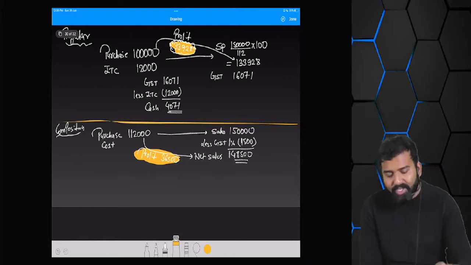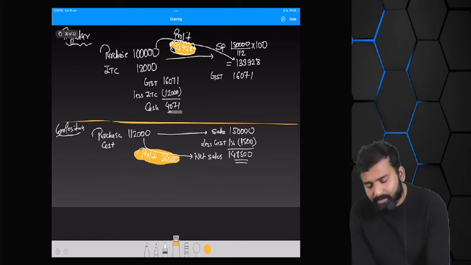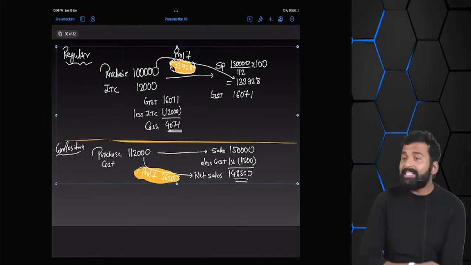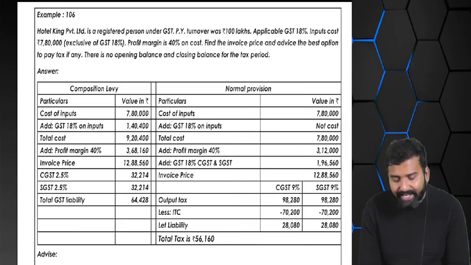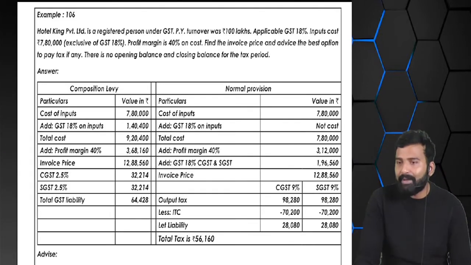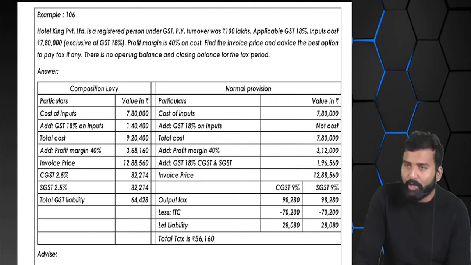So this is the comparison between a regular taxpayer and a composition taxpayer. There is one more example. This example is actually given in your module. I have taken the screenshot from the module for this example. I can read this example. This is example 106 from your module.